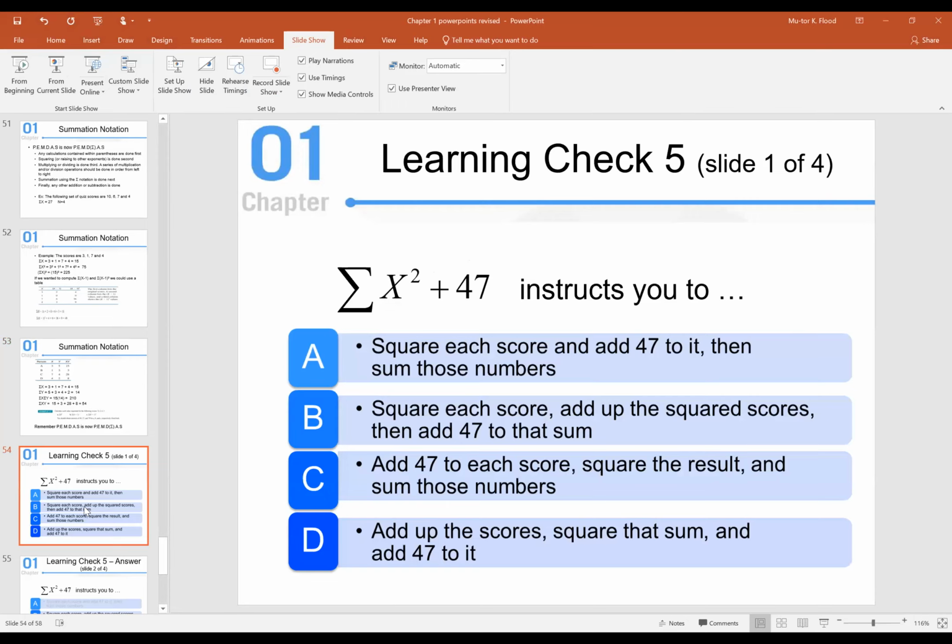So the next question is instructing us on what to do. If we just read it, if we're using PEMDAS, first we're looking for parentheses. There's no parentheses, so now we're going to use exponents. Is there an exponent? Yes. So this is saying, first we're going to square each score.